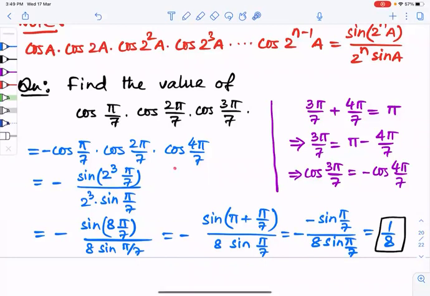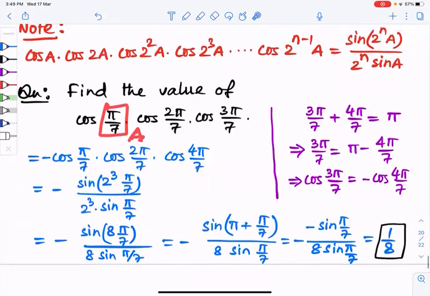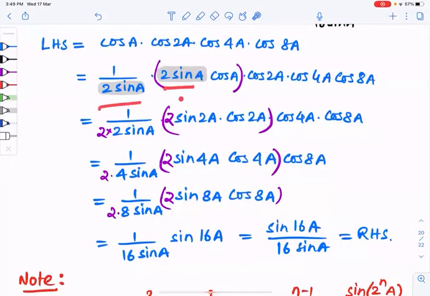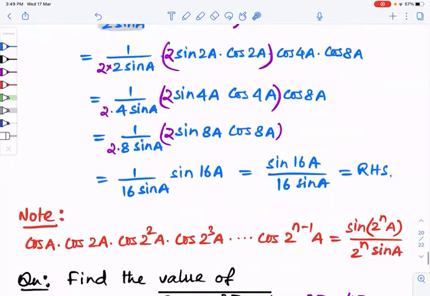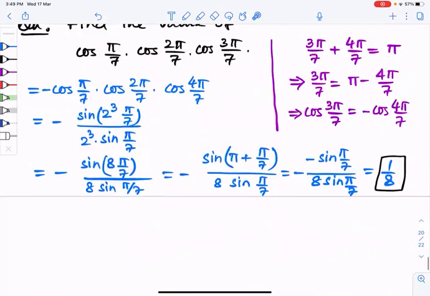So what we have used is the previous formula. If you are not remembering the formula, what you have to do is multiply by 1 by 2 sine A. You have to understand what A is. The smallest angle should be A. So multiply and divide by 2 sine A, as I have done here. Do 2-3 steps, you will get the answer. That is one of the applications.